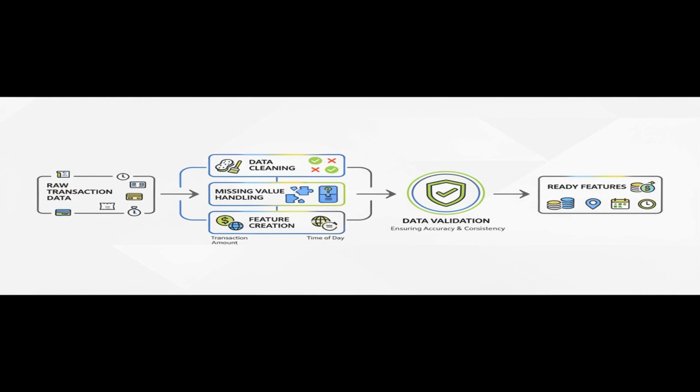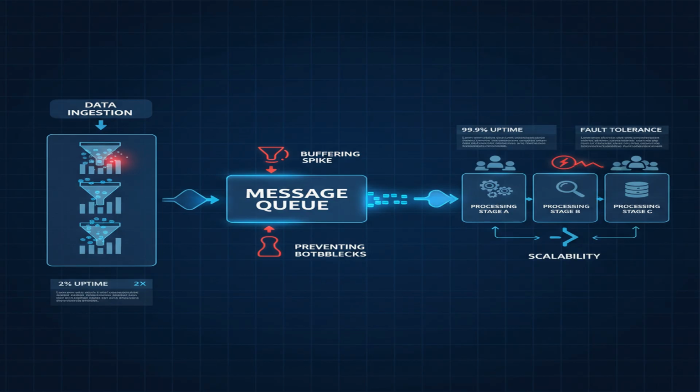Transformation is where the magic happens. It involves cleaning data, handling missing values, and creating features. Imagine converting raw transaction data into features like transaction amount, location, and time of day. Use libraries like Pandas or Spark for efficient transformations. Data validation is crucial to ensure quality. If you skip this step, you'll be building models on biased data.